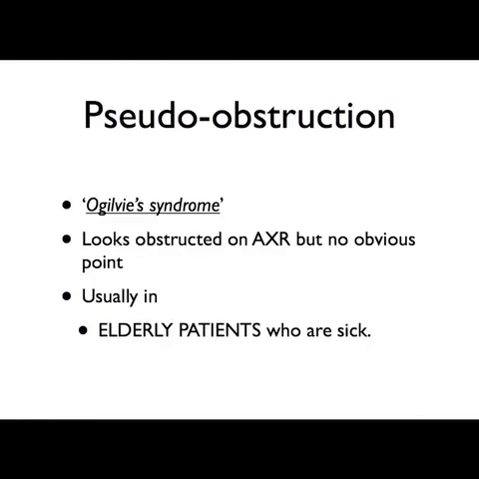And finally, you've got pseudo-obstruction, which is Ogilvie's syndrome. So what's this? This is when you look at your X-ray, or the patient has the features of obstruction. You look at the X-ray, and you can see dilated loops of bowel and all those things that would make you think of an obstruction, but there isn't any obvious point to this obstruction. And usually this occurs in elderly patients who are quite ill, either septic or have electrolyte aberrations. So it's important not to diagnose obstruction only on the X-ray. Whole clinical picture, very important.